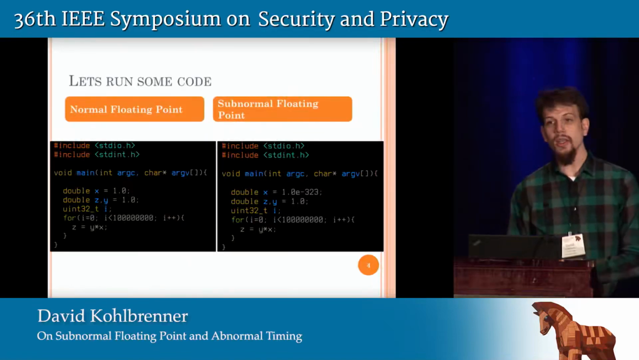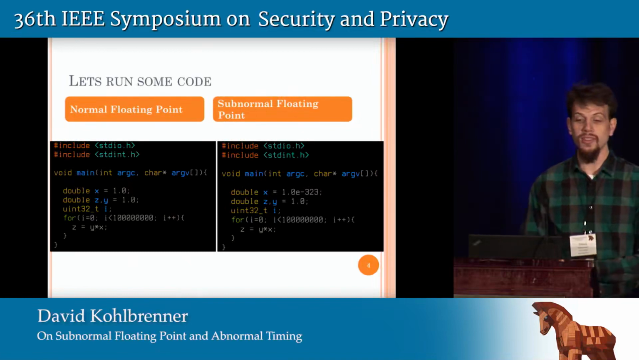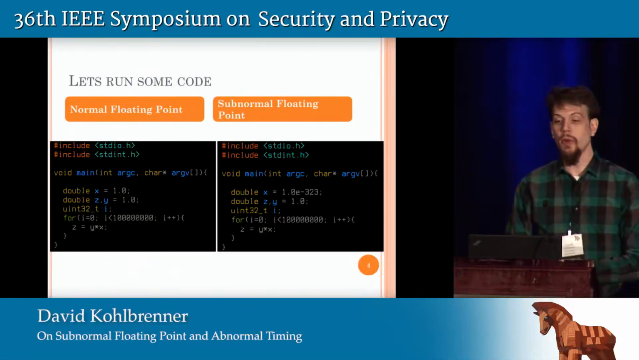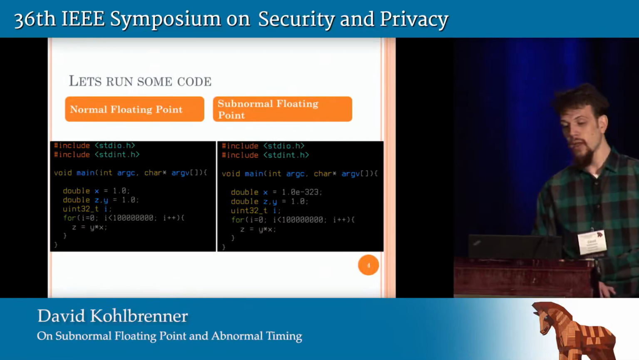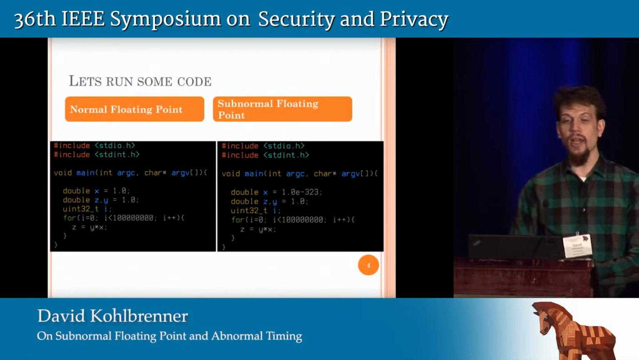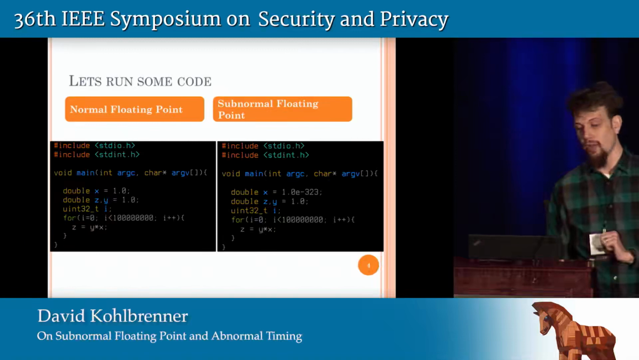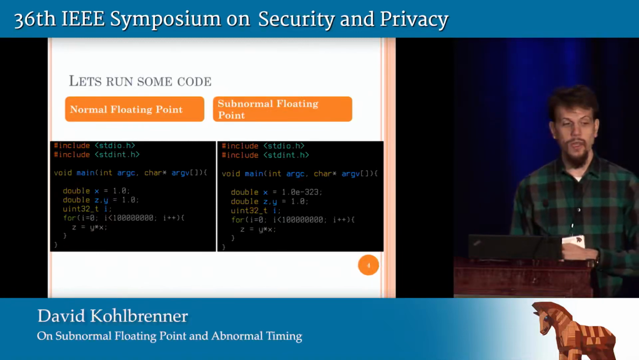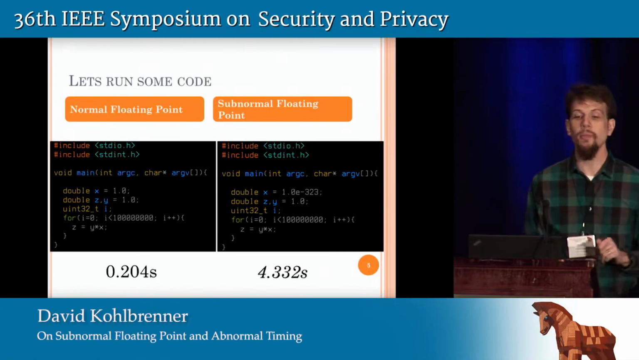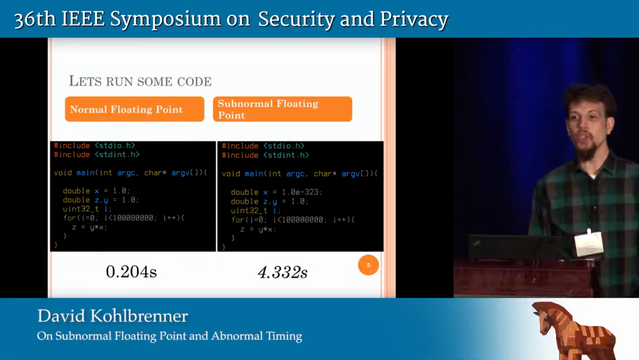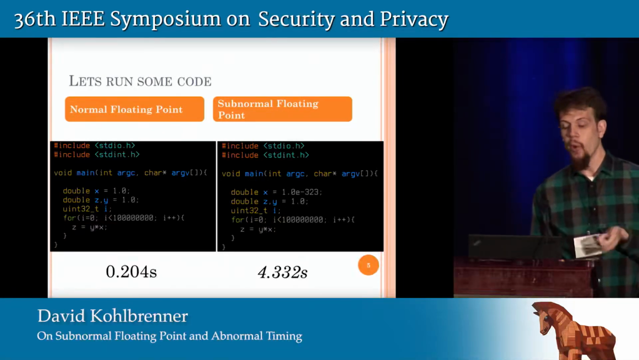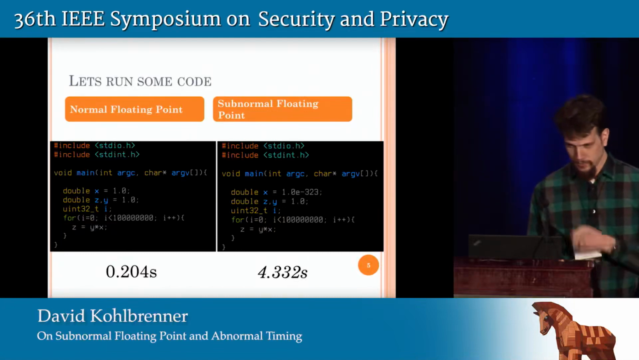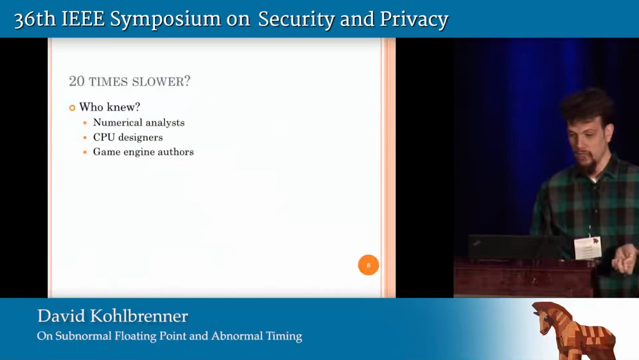We have two programs here. Both of them perform the same multiplication 100 million times, except one of them multiplies 1.0 times 1.0, and one of them multiplies 1.0 times a rather suspiciously small value. And if we just run these two programs in user land on Linux, and we time them using Unix time, we see that one of them runs in 0.2 seconds, the other one runs in 4.3 seconds, which is over 20 times slower. So that's a little bit disturbing.